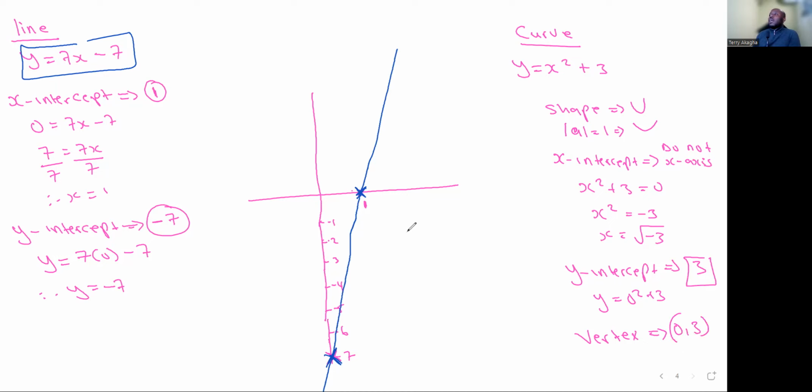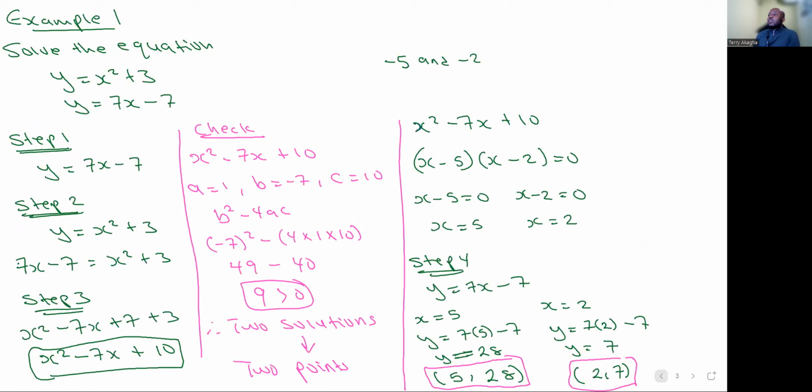So then you're going to draw the axis. So we're going to start that and draw the other one. So 0, 3. That means it's going to have the vertex here. So let's say this is minus 1, minus 2, so let's say this is the point here. And you can see the points of intersection are 5, 28, and 2, 7.